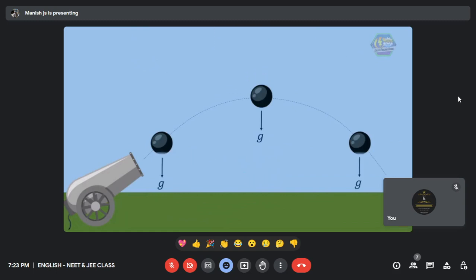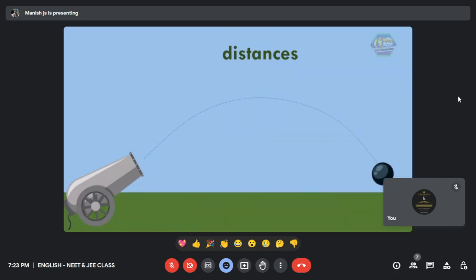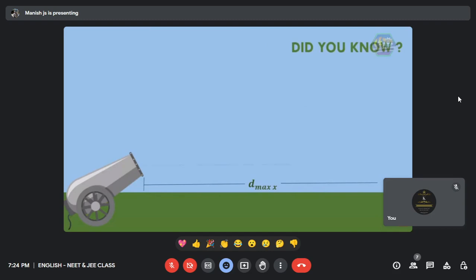Lastly, for distances, there are only two distances which we should give attention to. These are the maximum height, when the cannonball's velocity along y direction is 0, and the distance traveled by the cannonball during its flight. Before we end, let me leave you with this trivia. Did you know that in projectile motion, to have a maximum distance travel of an object, it should be fired at a 45-degree angle?